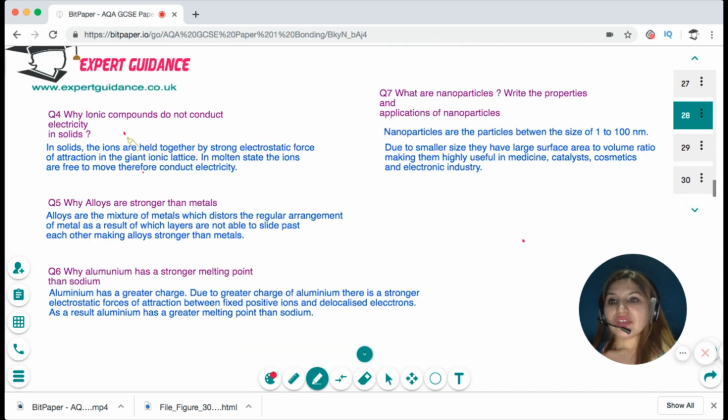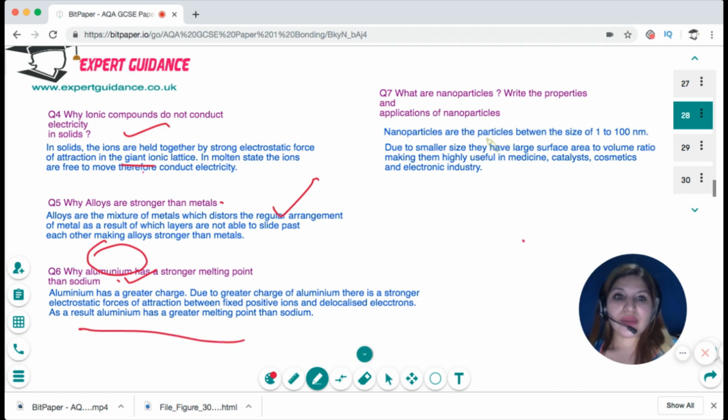Why do ionic compounds not conduct electricity in solid? Because in solids, the ions are not free to move. Alloys are stronger than metals because the different size atoms distort the regular arrangement, so the layers cannot slide past each other. Aluminium has a higher melting point than sodium because of its greater charge. It has a greater number of electrons, so greater charge density, so stronger electrostatic force of attraction.